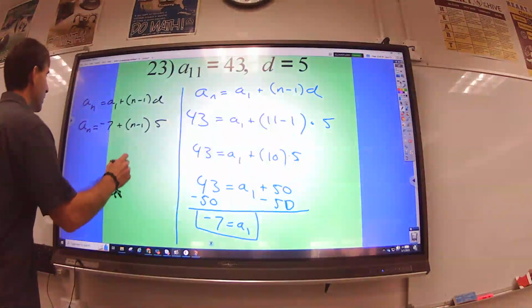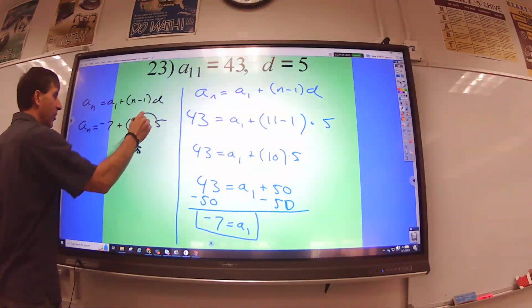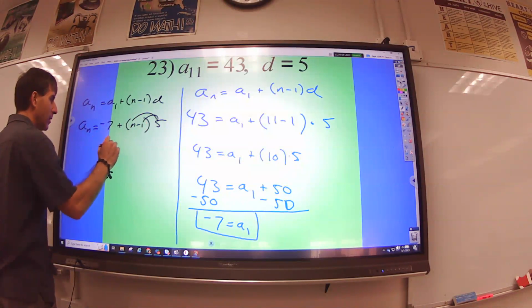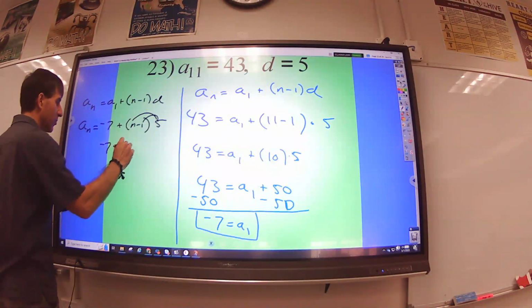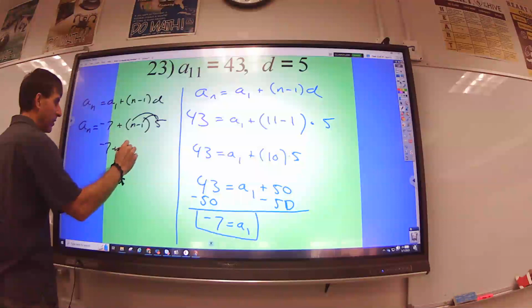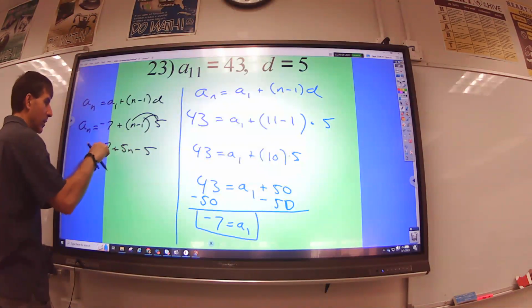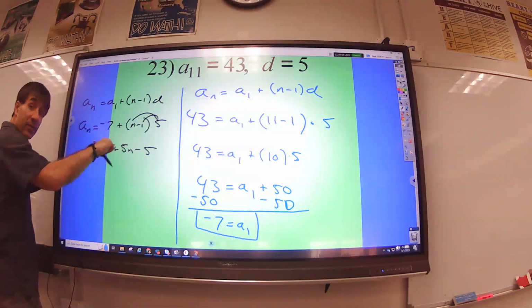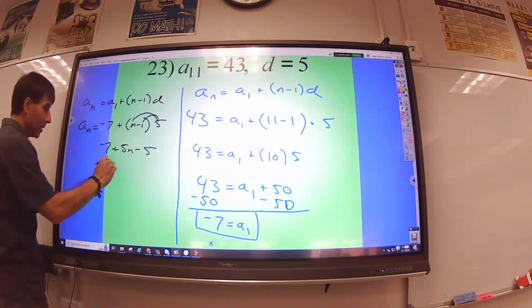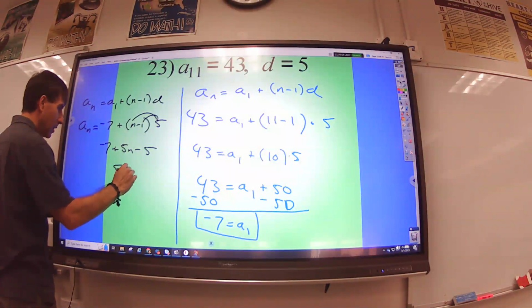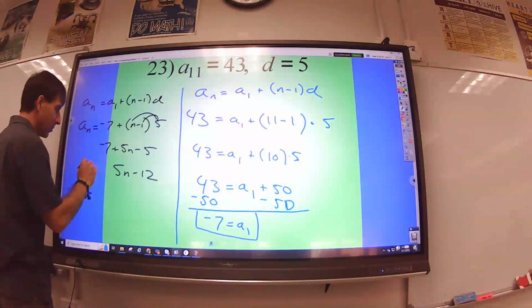Okay, so 5 times n, 5 times negative 1. Negative 7 plus 5 times n is 5n. 5 times negative 1 is negative 5. Negative 7 plus negative 5. They're both negative, so we add them, right? It is 5n minus 12.